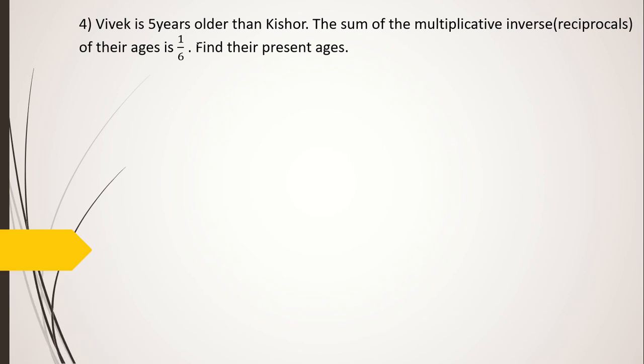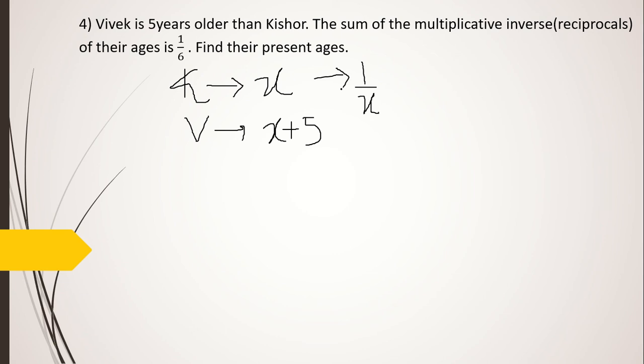Vivek is 5 years older than Kishore. So let us assume Kishore's age to be x and Vivek is 5 years older than him. So that's going to be x plus 5. 5 years older. The sum of the multiplicative inverse of their ages is 1 upon 6. The multiplicative inverse of this is going to be 1 upon x. And this is going to be 1 upon x plus 5. This is what we mean by multiplicative inverse, right?